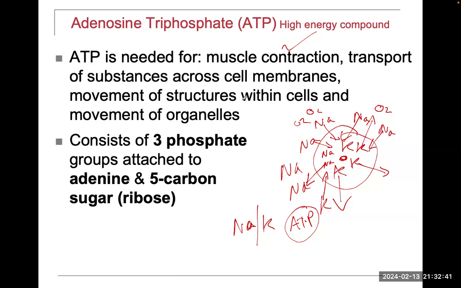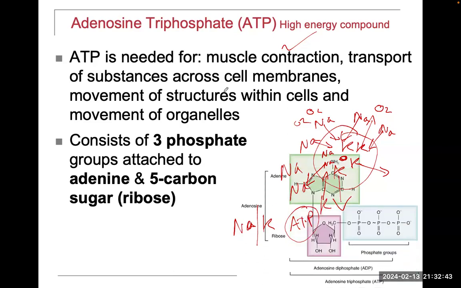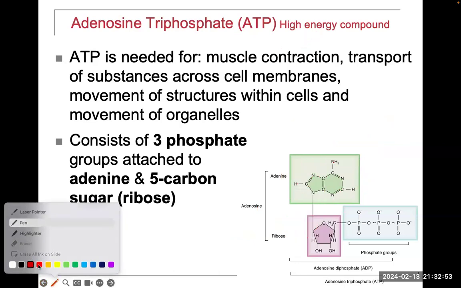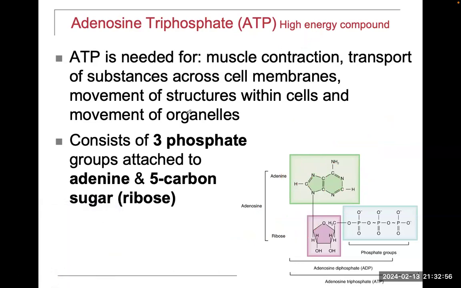So ATP is needed for a whole lot. And that's what we're seeing down here on the bottom. Let me just clear my... So here we can see here's adenine plus its sugar. This is ribose. So together it's adenosine. And then you have monophosphate, diphosphate, triphosphate. You got 3 phosphate groups.